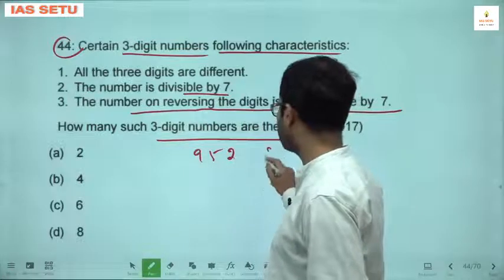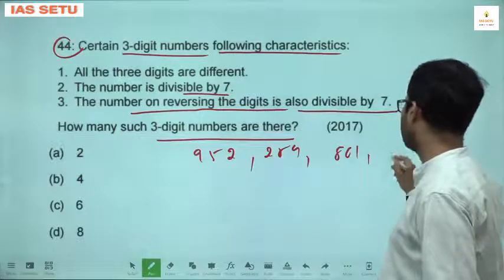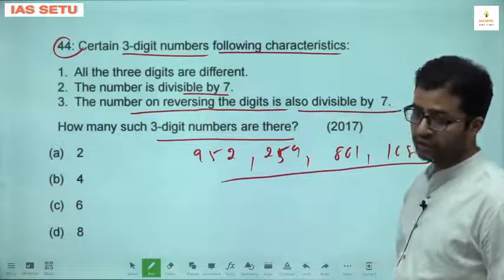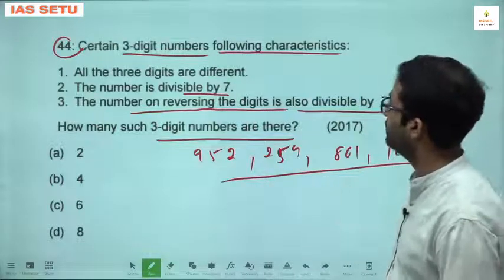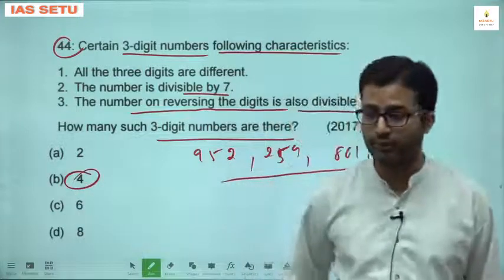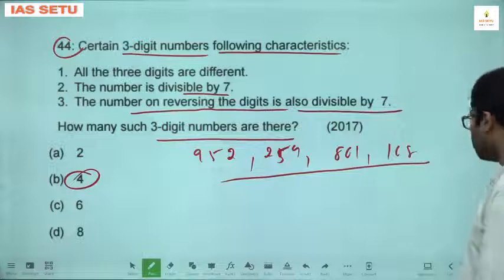When we reverse it, 259, 861 and 168. So there are 4 such numbers. When we reverse them, they are also divisible by 7 and all 3 digits are different. So the answer is B, 4. Okay, it is given in the answer key. So these are the numbers.